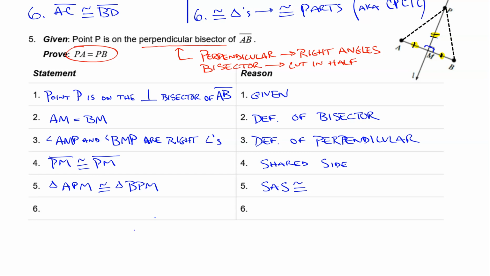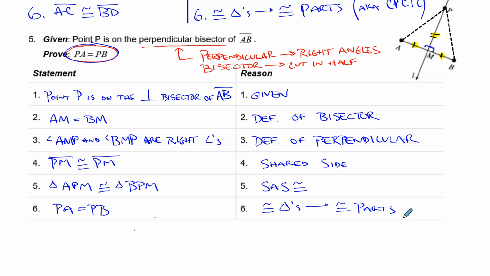We're now ready for the 6th and final statement, and that is what we were trying to prove to begin with. PA equals PB. Why? Because congruent triangles have congruent corresponding parts. And you know it. Bam! That's statement 6 and reason 6 are done.